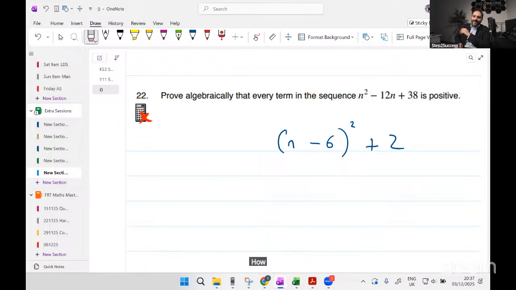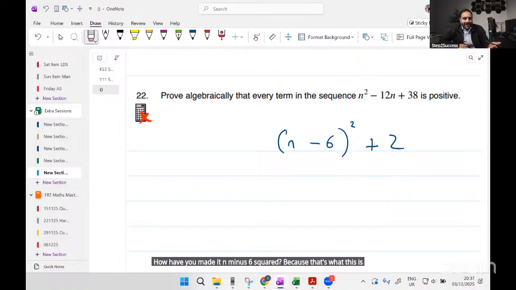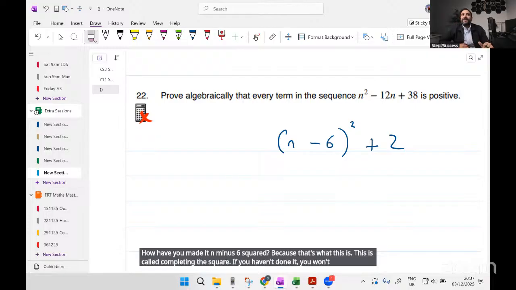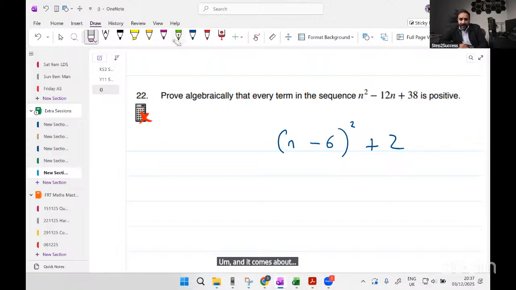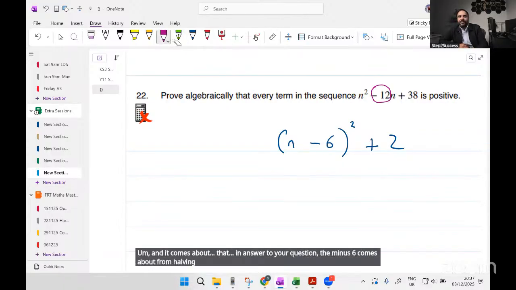How have you made it n minus 6 squared? Because that's what this is. This is called completing the square. If you haven't done it, you won't know what this is. But there is something called completing the square, which is a form of factorizing. And in answer to your question, the minus 6 comes about from halving this minus 12.